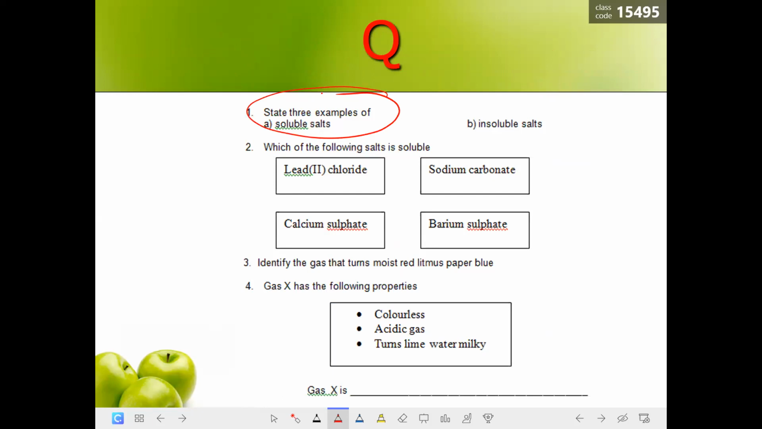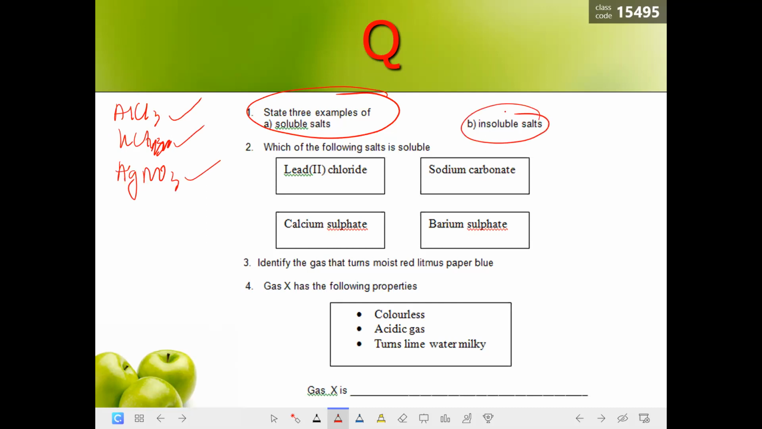Aluminium chloride. Correct. Some more. Potassium chloride. Okay, some more. Silver nitrate. Okay, good job, Naeem. All right. Let's go to another person.